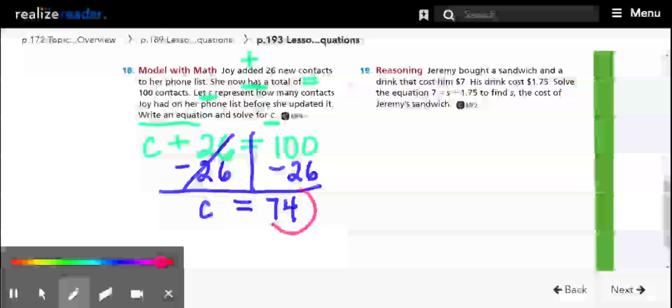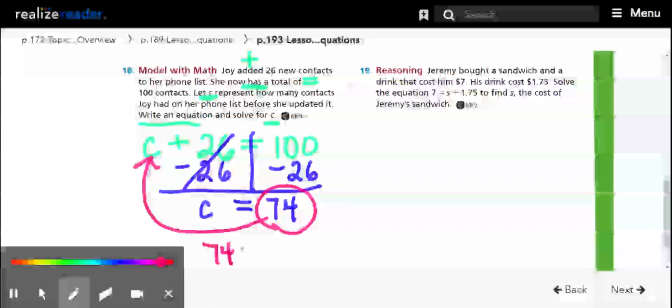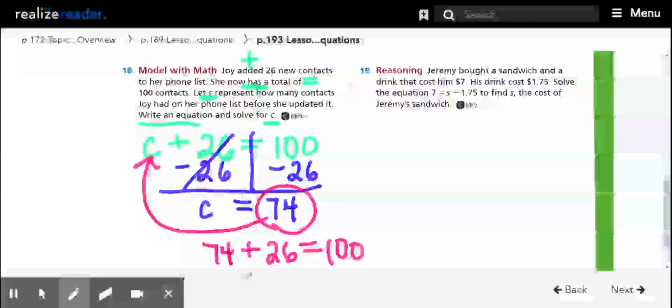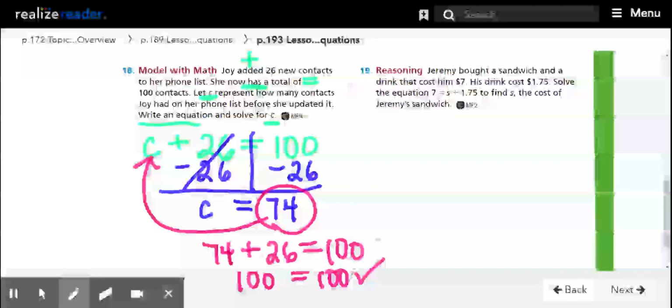Good math students should always substitute this back in for C and make sure it works. So your check step would be putting 74 in the equation. When you add the 26 new contacts to that, does that give her a total of 100 contacts in her phone? 74 plus 26, let's see, is in fact 100. When you add that to check it, 100 is balanced with 100. That is your check step, so you know your equation is solved correctly.